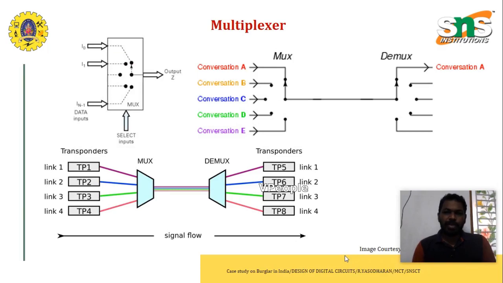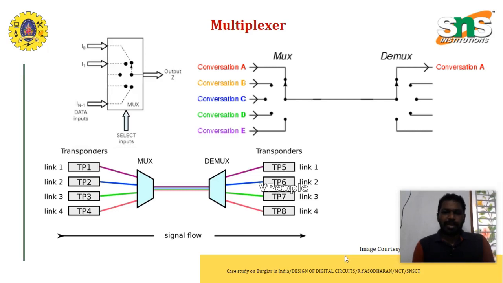The next one is the multiplexer. A multiplexer is simply called a many-to-one function. We have many inputs and a single output. So many inputs will be fed in, and then there will be select lines. According to the select lines, a single output will be chosen and sent out through the output channel.